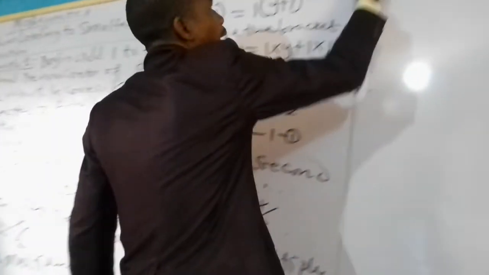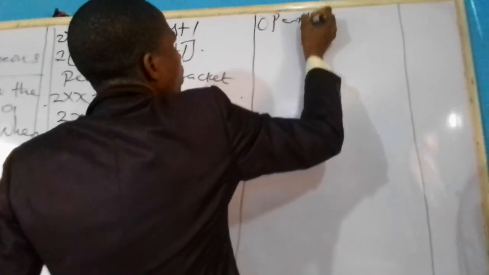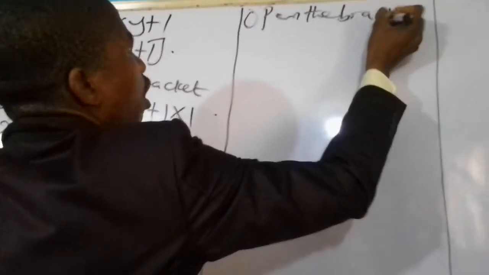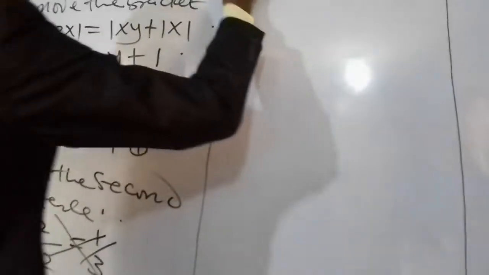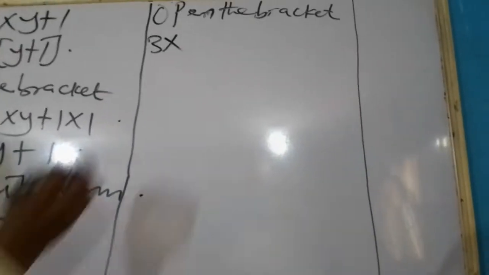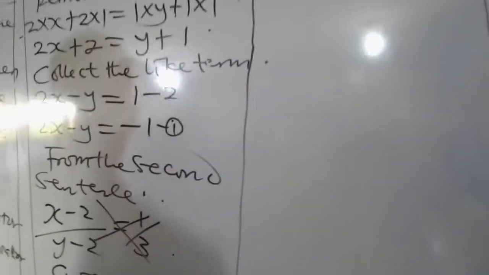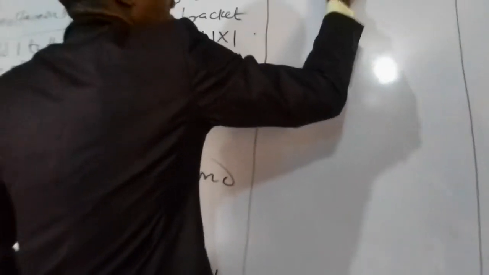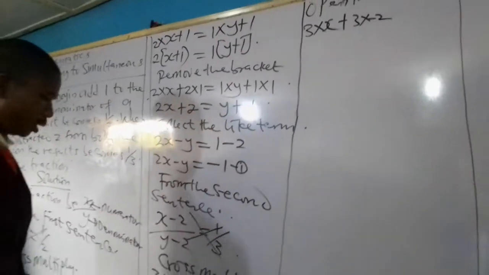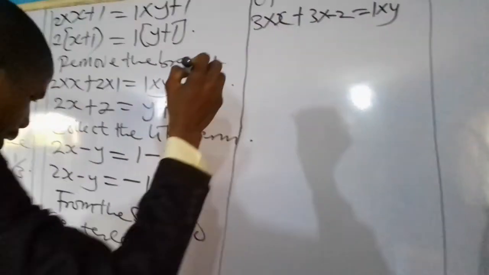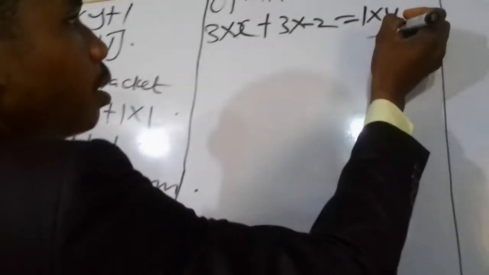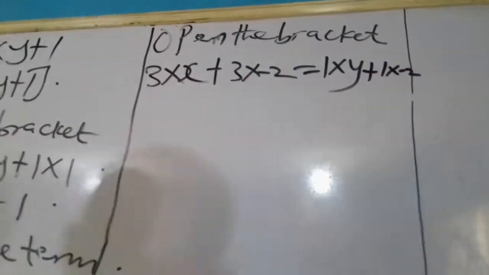We open the bracket. That is 3 multiplied by x, plus 3 multiplied by minus 2, is equal to 1 times y, plus 1 times minus 2.